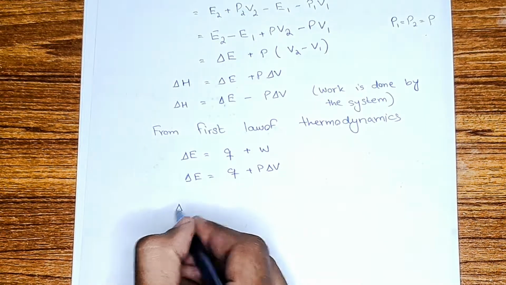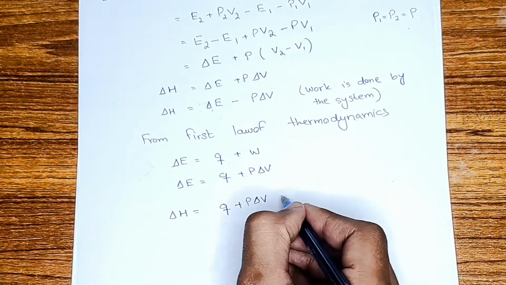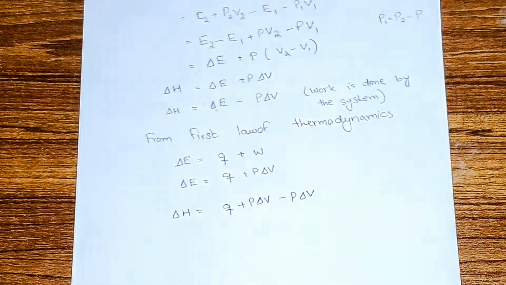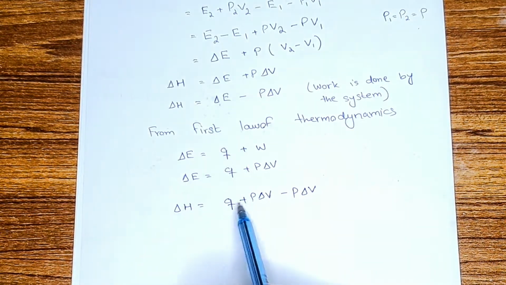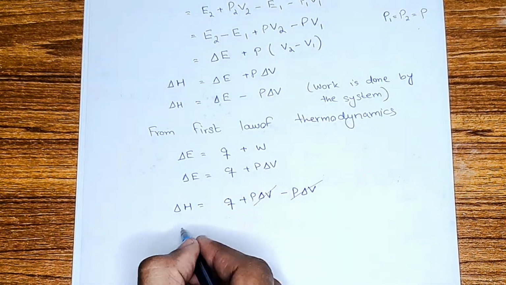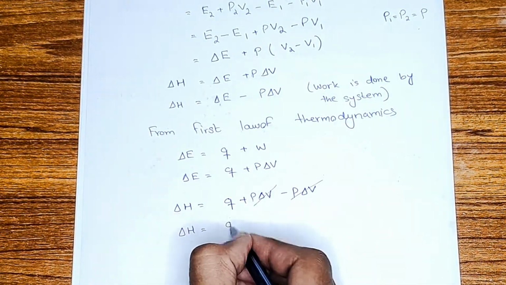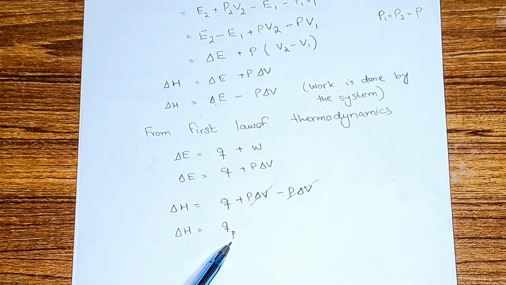So on plugging in the value, I can get the answer equal to Q plus P delta V minus P delta V. As you can see here, I have just plugged in the value for delta E, and delta E has become Q plus P delta V. So P delta V and then minus P delta V will cut out, and I'll get an answer delta H is equal to Q, and in the subscript I'll have to write P because this Q is at constant pressure. So I can say that at constant pressure the heat content of a system will be equal to the enthalpy. Okay, so that was the value for enthalpy.